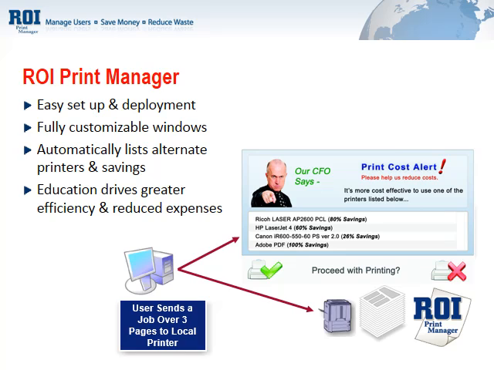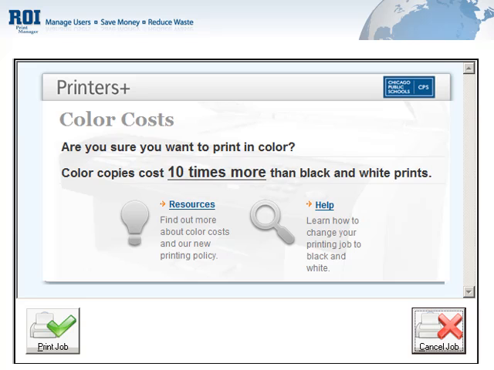You'll also notice at the bottom of the window that there is a choice for the end user, because ROI Print Manager rules can be passive or aggressive. We can allow end users to make their own decisions or force them into activities that we know are for the greater good of the organization, whether it's from a cost or productivity perspective or both. But that's just one example.